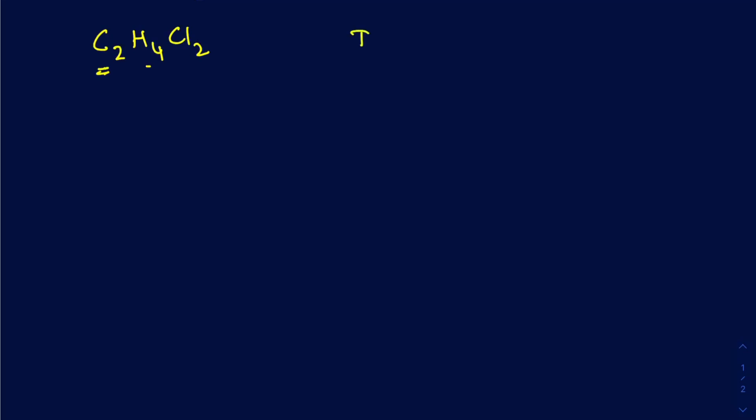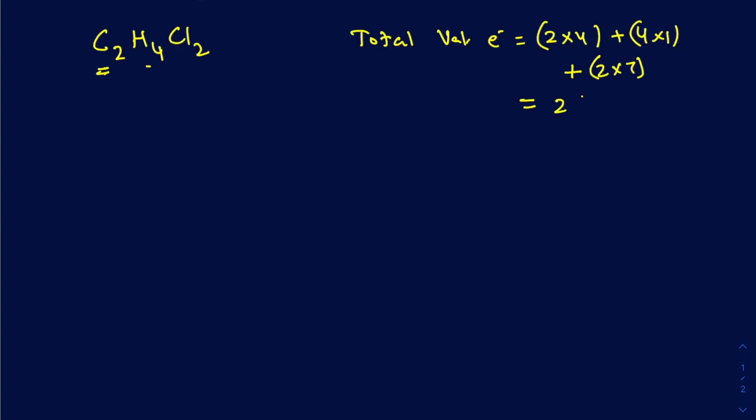So let's first figure out the total valence electrons. We have two carbons, that's going to be 2 times 4. And then we have 4 hydrogen, so it's just going to be 4 times 1. And then we have plus 2 chlorine, so that's going to be 2 times 7. Each chlorine has 7 valence electrons, so make sure you get the valence electrons correctly. So that's going to be 8 plus 4, 12 plus 14, and that's going to be 26 total electrons.